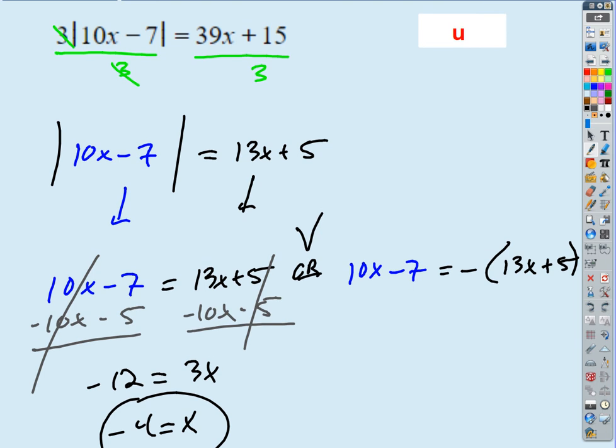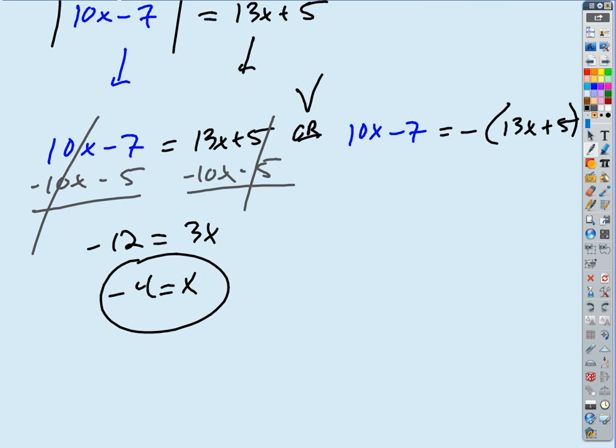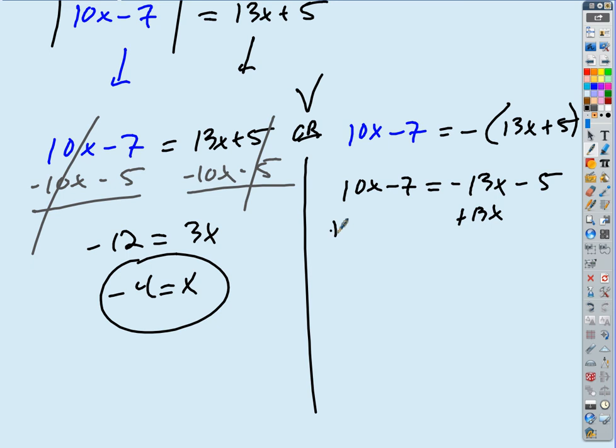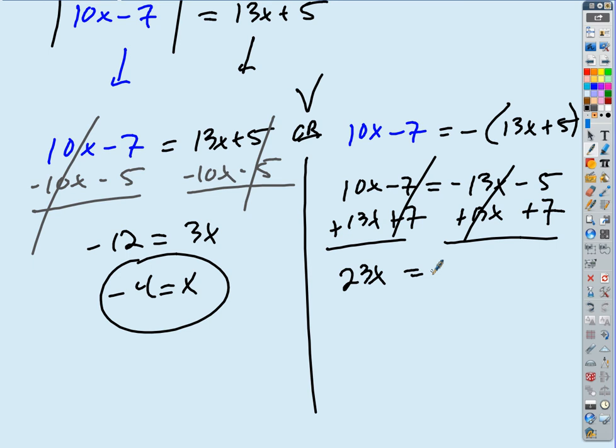How about over here? Probably distribute, right? So I'm going to get 10x minus 7 equals negative 13x minus 5. Okay? Where do I push the x's? To the left. So I'm going to get x's on the left, which means I want to push numbers right. So I get 23x equals 2. Then if I divide both sides by 23, what do I get? 2/23.